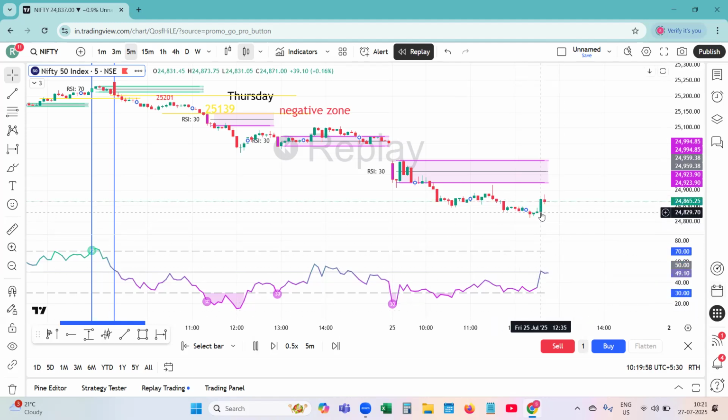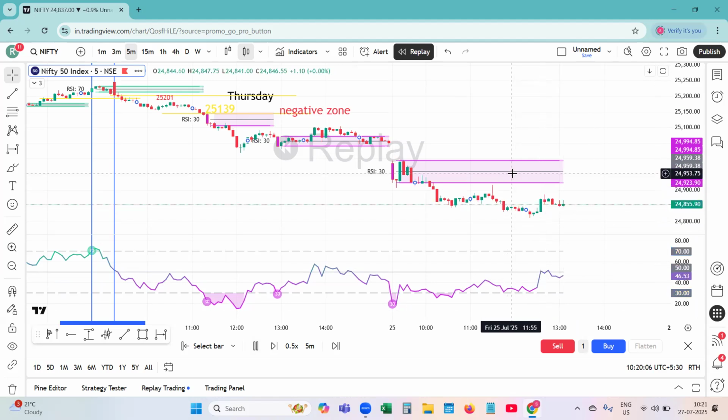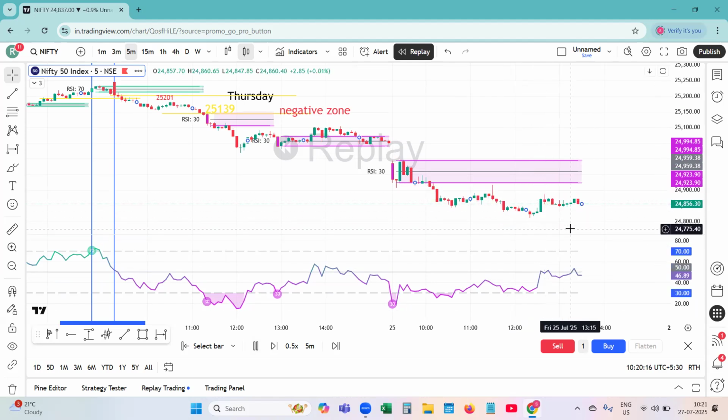Don't make this mistake. It's a big bull bar. People think that it is a reversal. Many people think it's a reversal, but this RSI range shift indicator will tell you, no, don't trade this. It is telling you why you shouldn't go for a reversal trade.